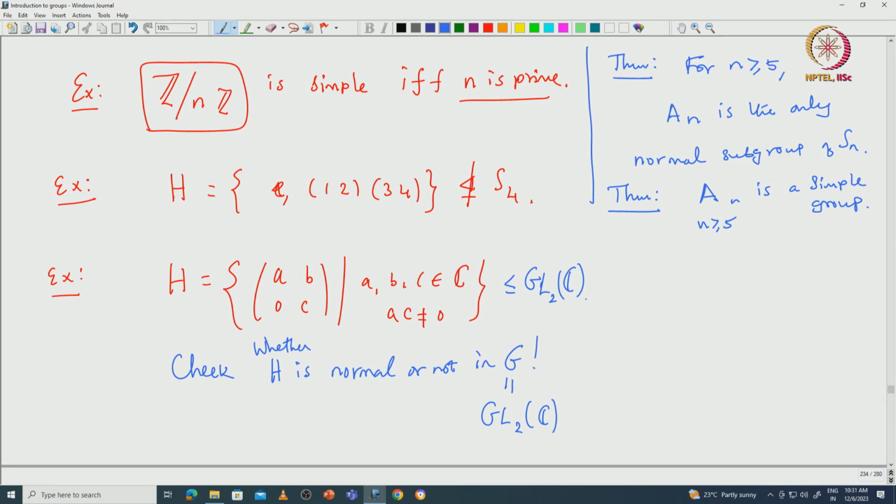And here we already have another family, Z modulo pZ. This is indeed a family of simple groups. So in these lectures, you see that these two families are simple groups.